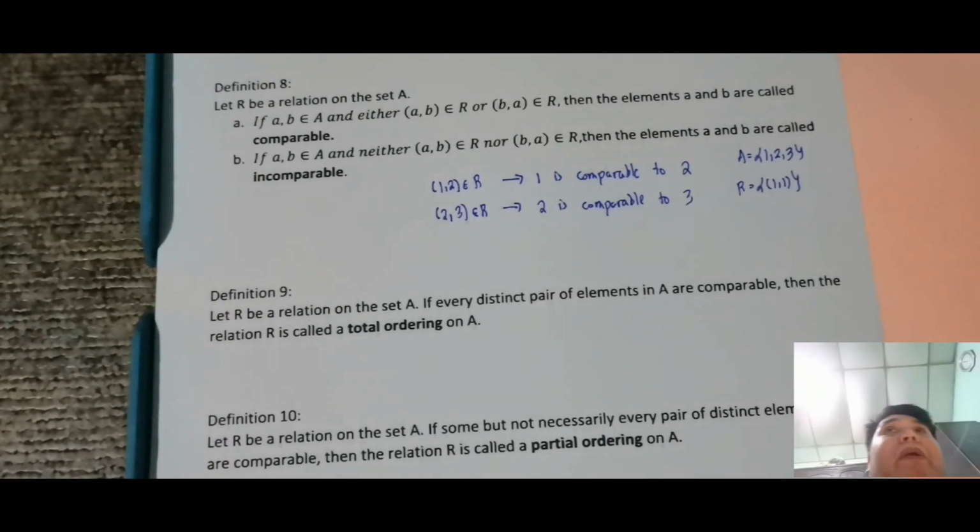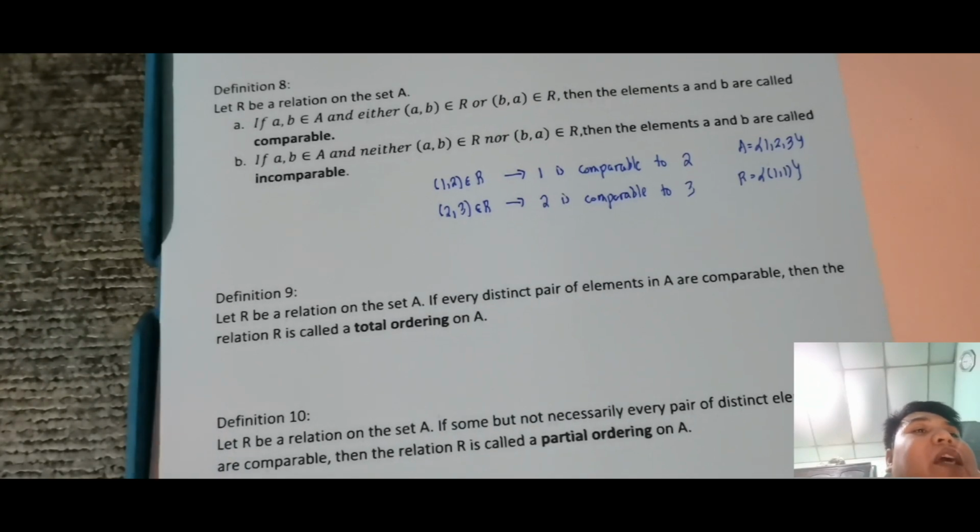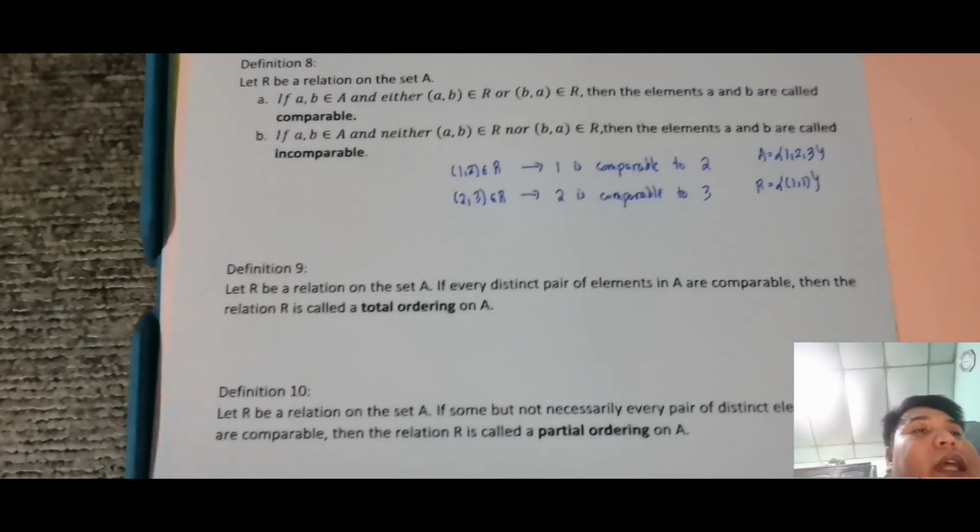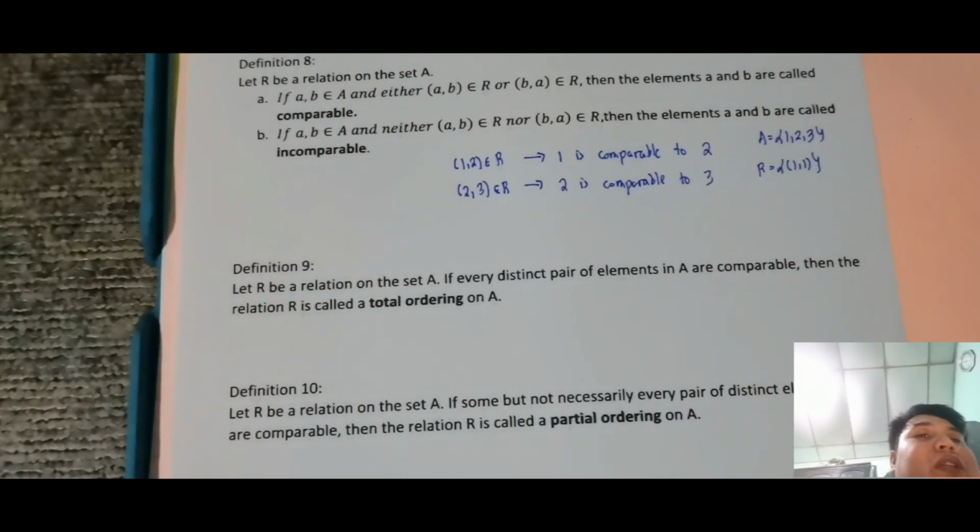So, comparable meaning nag-pair ka sa ibang element. Ganun yun. Okay, so punta tayo sa definition 9. So, may pabilis na lang to. Let R be a relation on set A. If every distinct pair of elements in A are comparable, then the relation R is called a total ordering. Ano naman yung ibig sabihin nito?